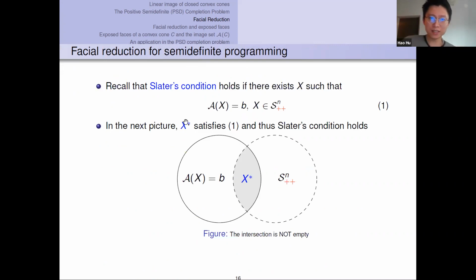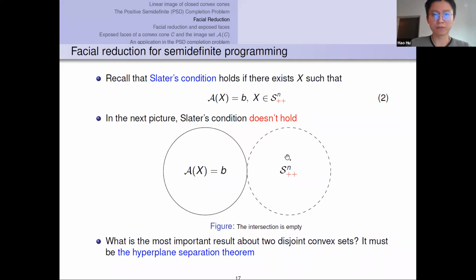So let's see how we can find this orthogonal transformation intuitively. If strict feasibility is satisfied, then we know that there exists a matrix X satisfying this equality constraint, and X is positive definite. So the interior of PSD is the positive definite matrices. So you have X star lying in the intersection. And if strict feasibility fails, then there exists no matrix in the intersection. Now this set is an open set, so there exists no matrix in the intersection.